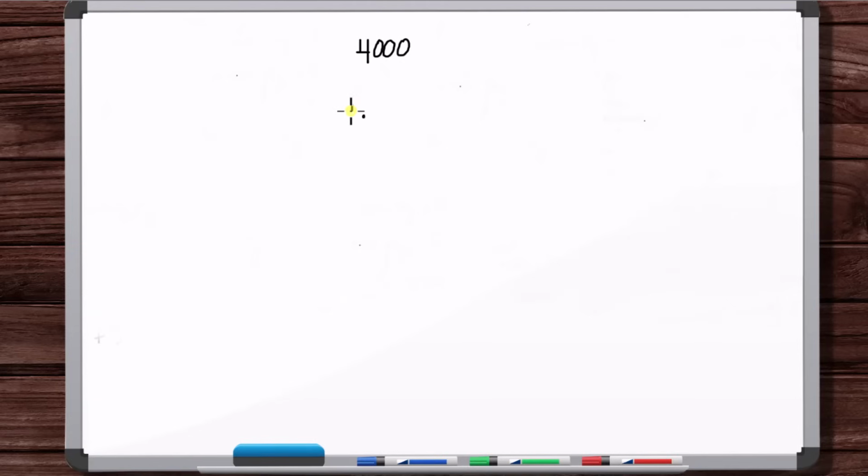So here we would have a 4. For scientific notation, you'll always have this. You can't have no number either. Like you can't have scientific notation and have just times 10 to the something. You have to have a number. So with that in mind, what do you notice?